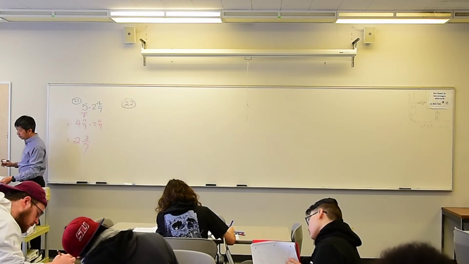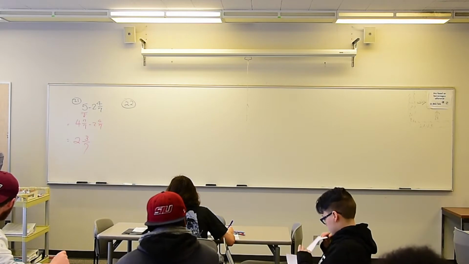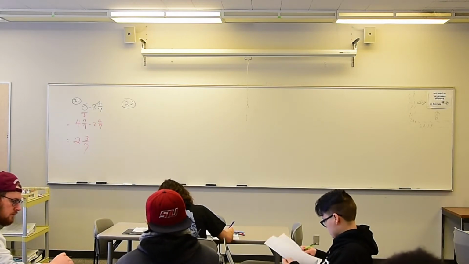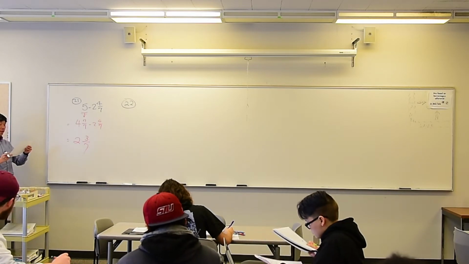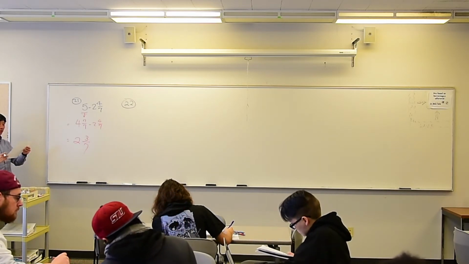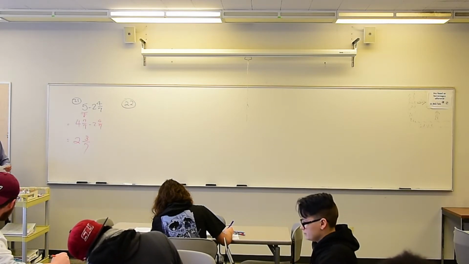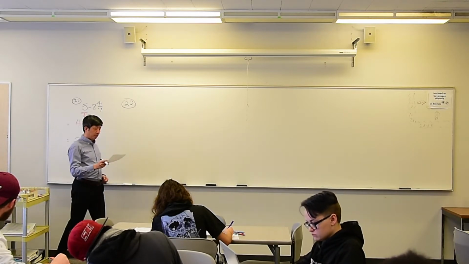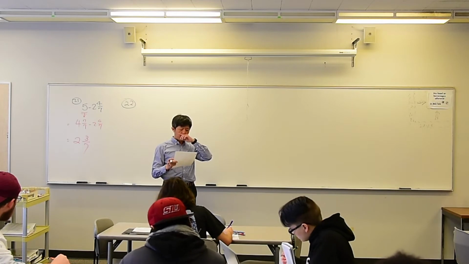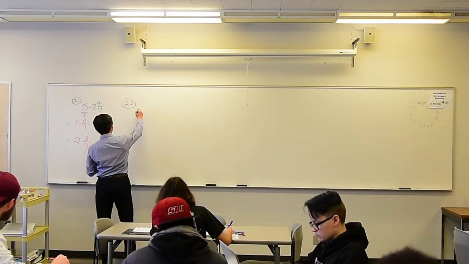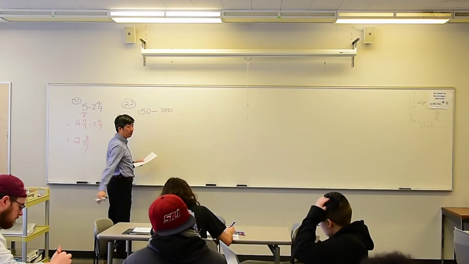Problem 22. Give a number between 150 and 200 that is divisible by 7. All right. So we want to find a number between 150 and 200. Give one number that is divisible by 7, right?